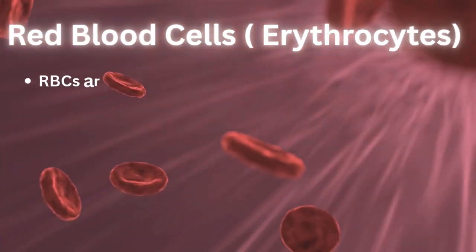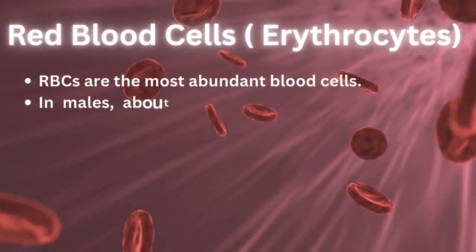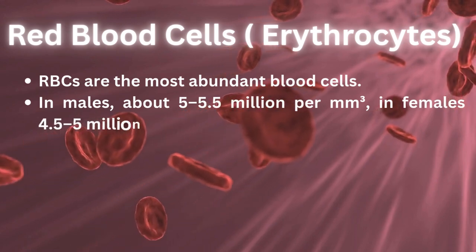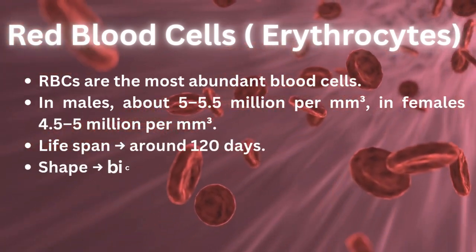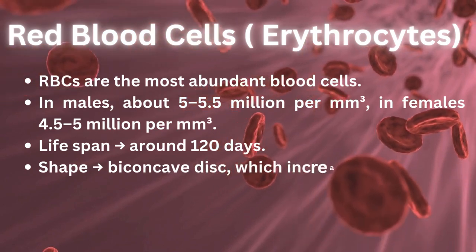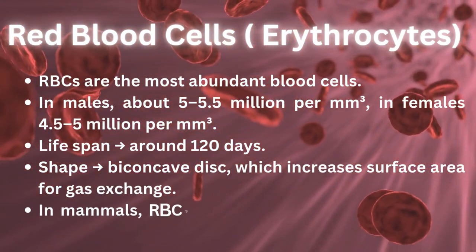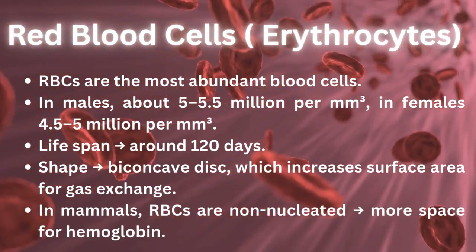RBCs are the most abundant blood cells. In males, about 5 to 5.5 million per mm cube. In females, 4.5 to 5 million per mm cube. Lifespan around 120 days. Shape: biconcave disc, which increases surface area for gas exchange. In mammals, RBCs are non-nucleated, giving more space for hemoglobin.